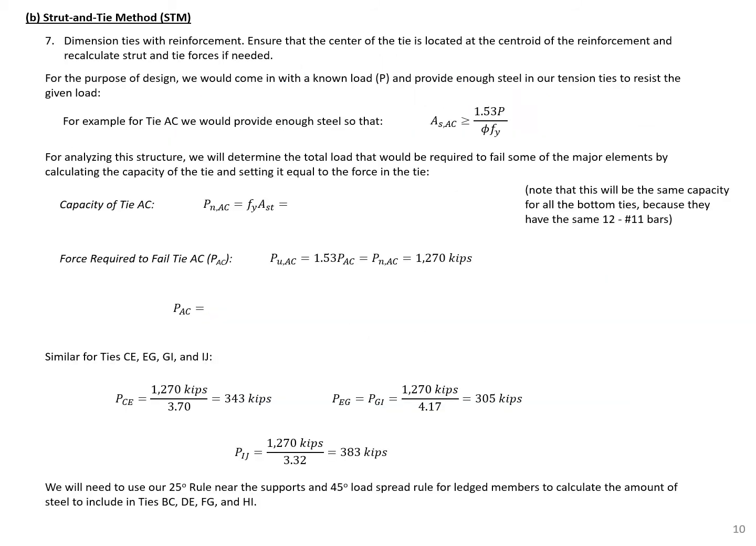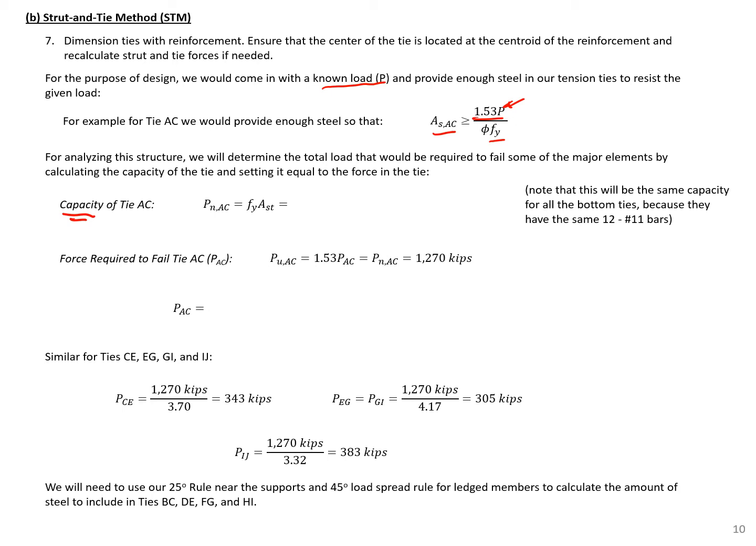Our next step is to turn to our ties. So in a design, we would need to dimension our ties. So we would come in with a known load P, and we would ensure that we have enough steel to resist that known load. For example, in tie AC, we would plug in our known load here and our yield strength of our steel and figure out how much steel we need to provide. Because we're analyzing the structure, what we're going to do is find the capacity of every element. So we'll find the capacity of every element and determine which element will control our failure.